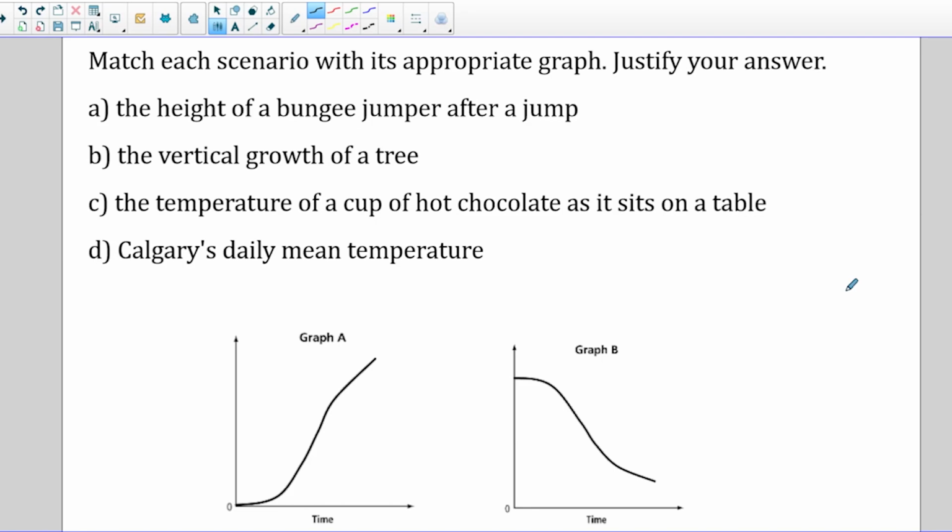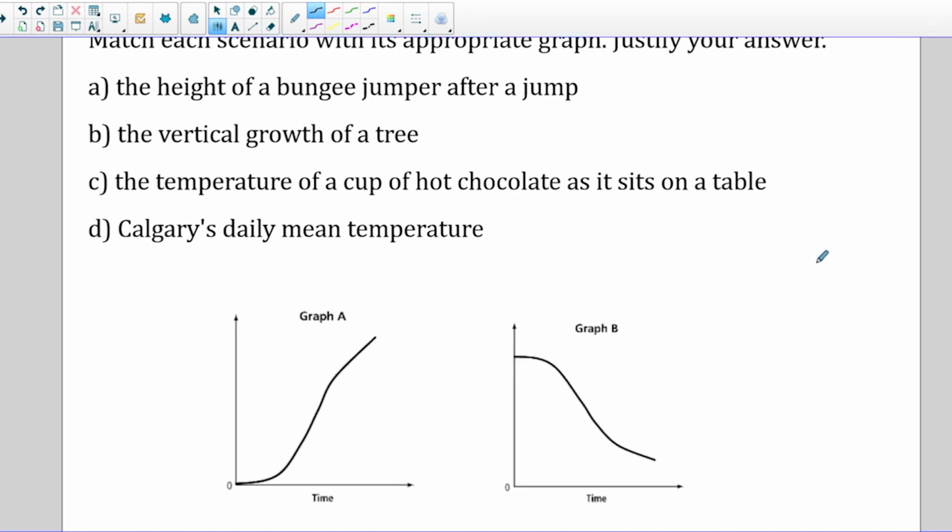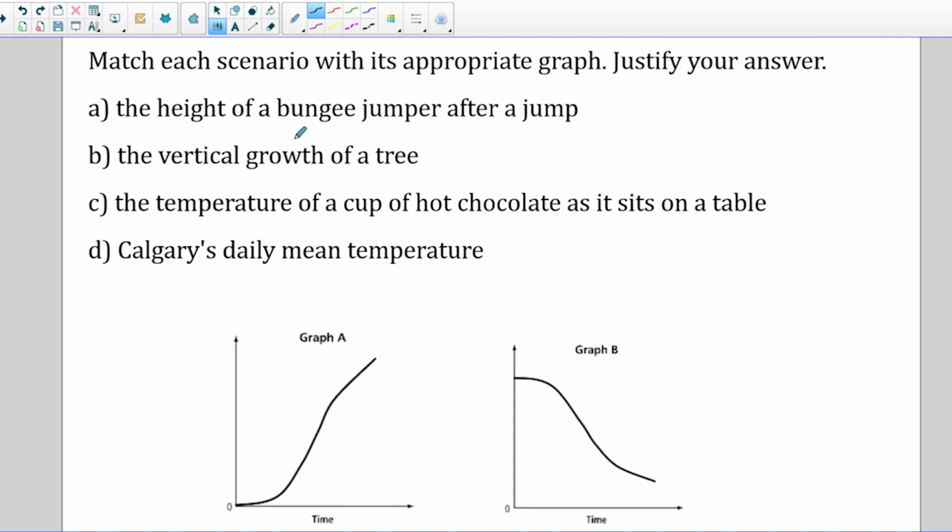We're going to look at a few more examples of matching up different scenarios with the proper graph. So if you look at each one of these situations, we have the height of a bungee jumper after a jump, the vertical growth of a tree, the temperature of a cup of hot chocolate as it sits on a table, and Calgary's daily mean temperature. We can go ahead and compare that to each of these graphs. So we can see in graph A, we're starting off here, we're going to go up kind of slowly, and we move quite quickly up. The only one that would make the most sense is going to be the vertical growth of a tree.